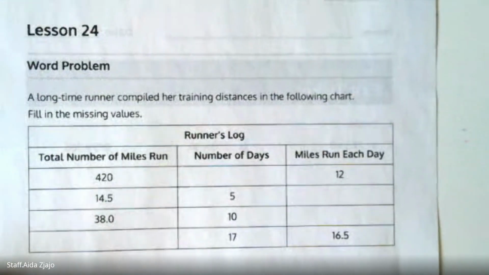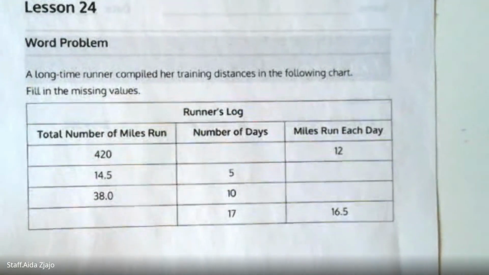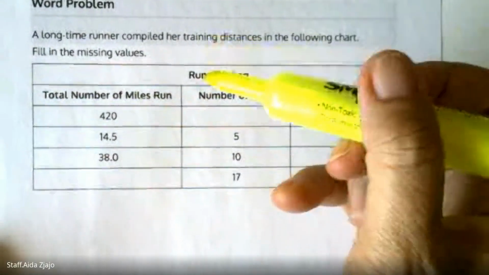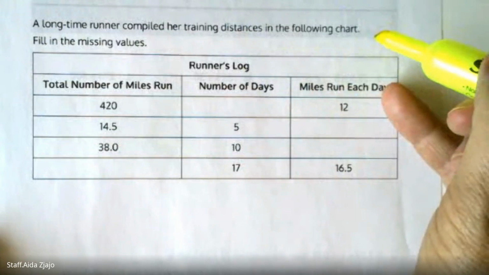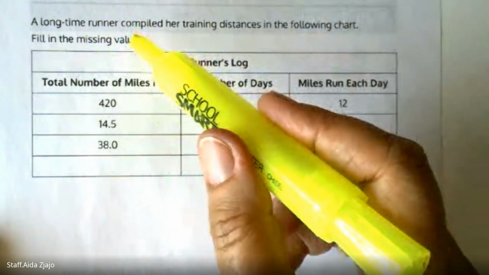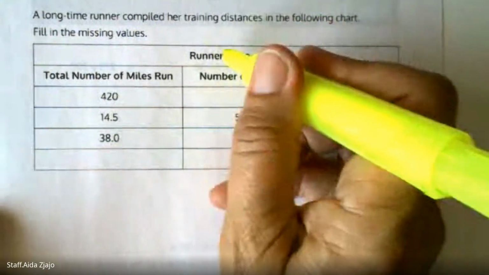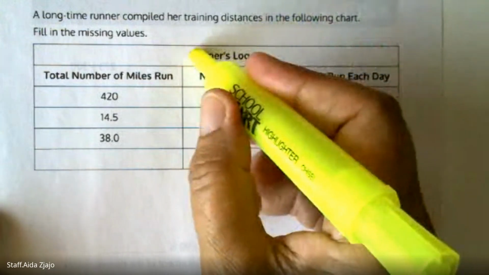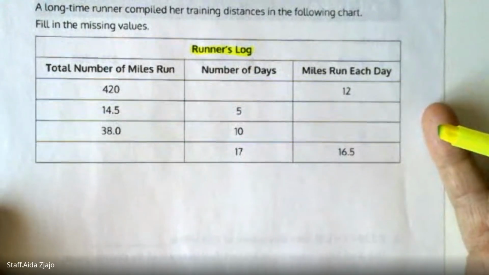Hello, it's Mrs. Z. It's lesson 24 word problem. A long time runner completed her training distance in the following chart. Fill in the missing values. This table is called runner's logs, where when they run, they put their data in it.